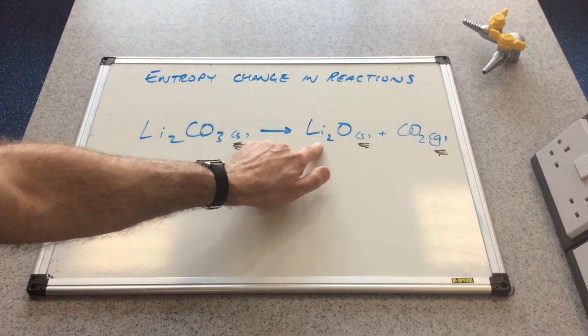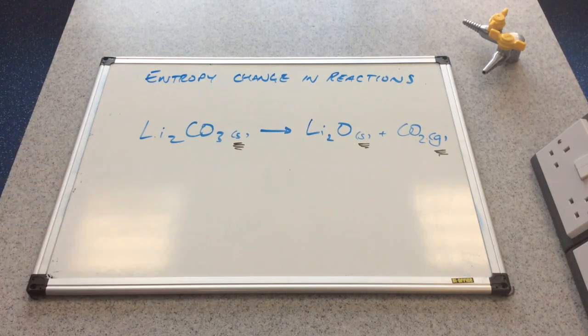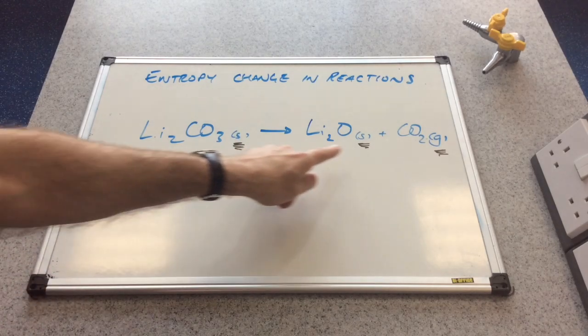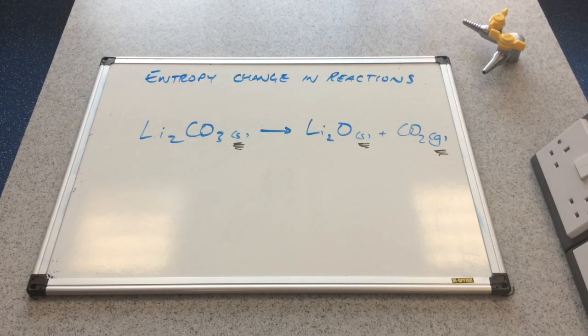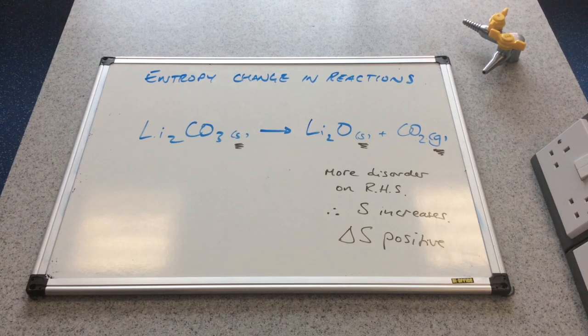This will still have a lowish entropy because it's a solid as well, but your CO2 has a big entropy, and so the entropy for this reaction would actually increase. So due to that gas, we've got more disorder on the right hand side, therefore the entropy is increasing, and so we would say delta S is positive.